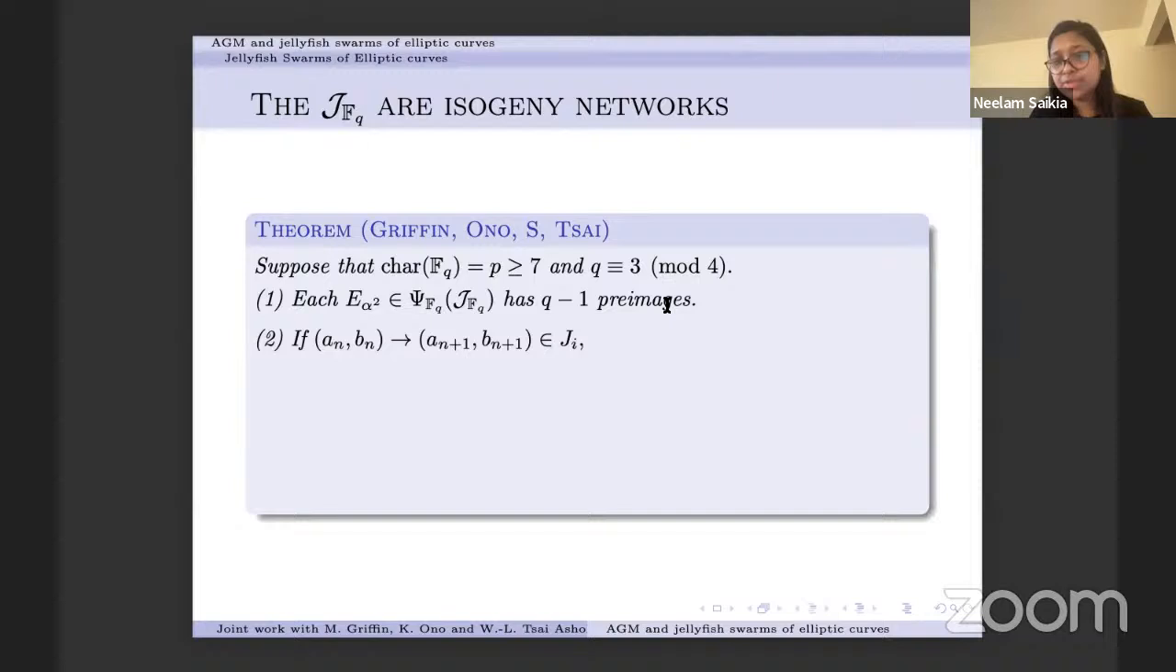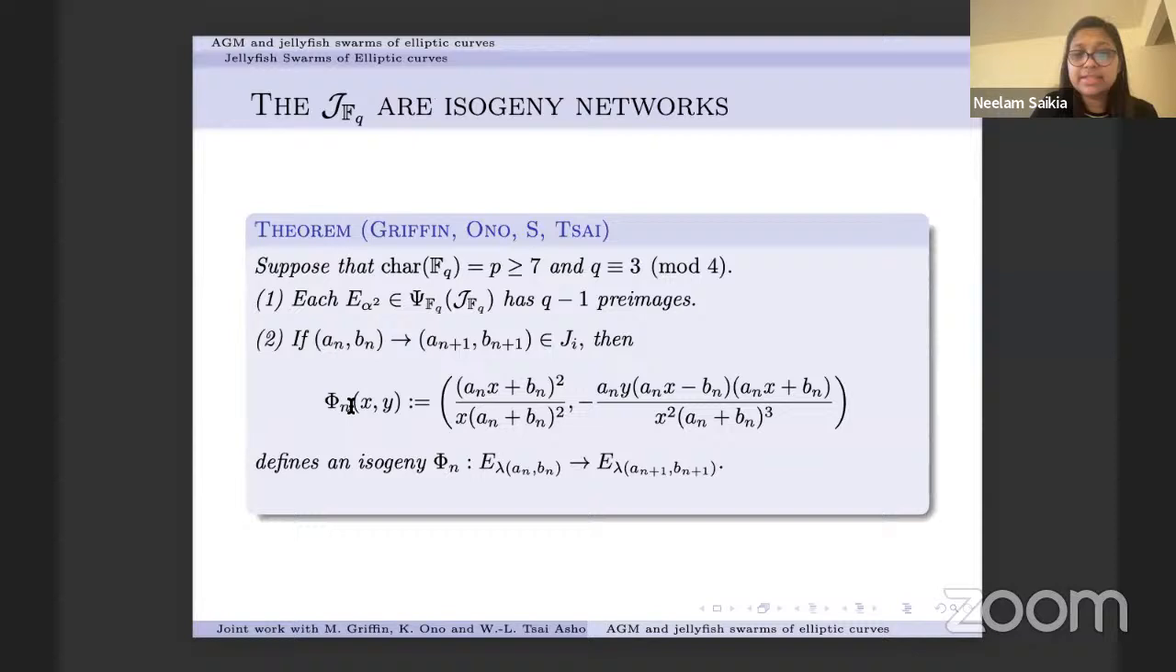And what are the choices for k? We have q minus one choices. Therefore, an elliptic curve in the image has q minus one pre-images, like fibers here. And each admissible pair (a_n, b_n) goes to the adjacent pair (a_{n+1}, b_{n+1}). For each adjacent pair, the corresponding elliptic curves are connected via this psi_n map. So this map is an isogeny between these two elliptic curves, the corresponding next elliptic curve.